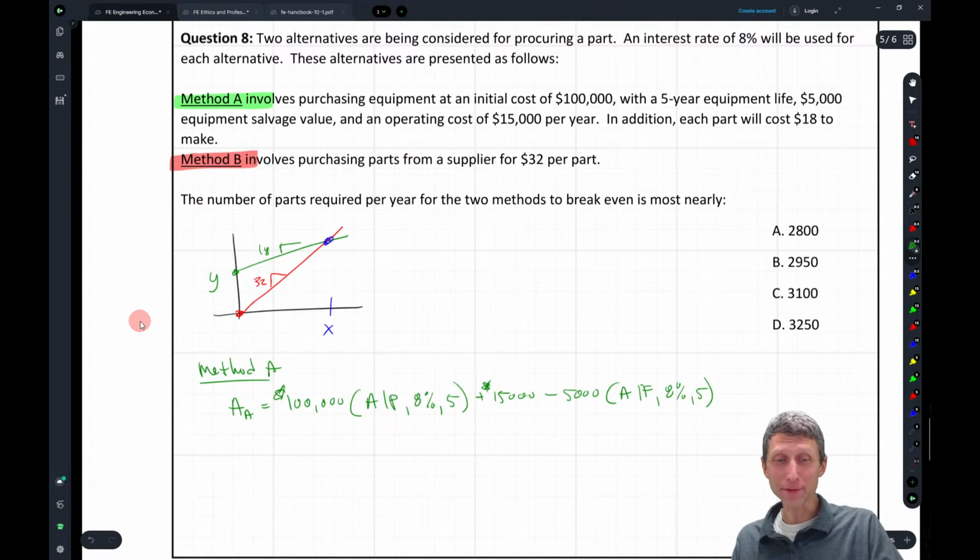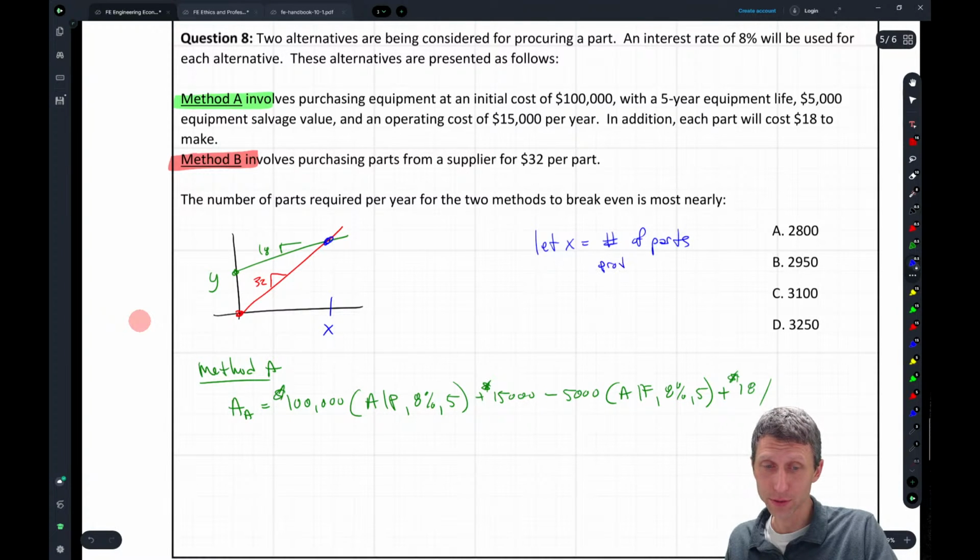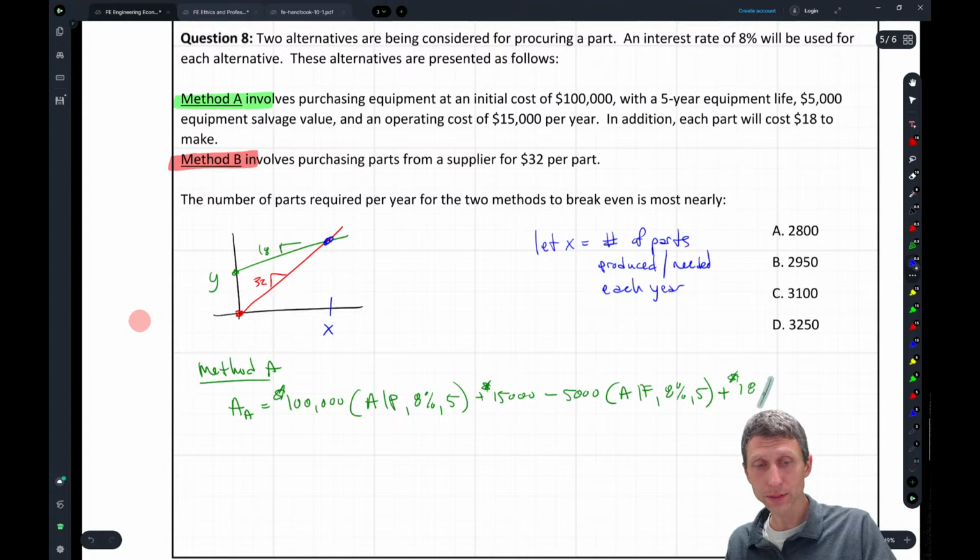Every year we have to pay $18 per part. And what I'm going to say here is, let X equal the number of parts produced or needed each year. So what's this? This is $18 per part, so 18 times X.